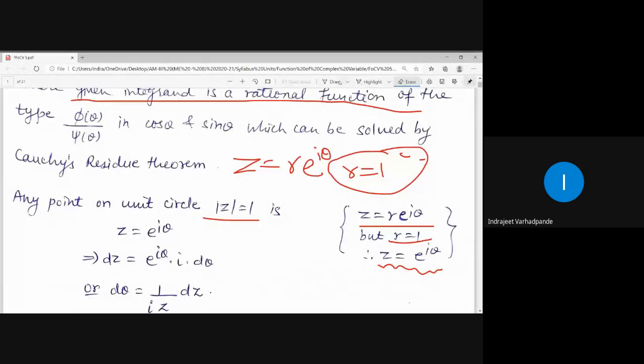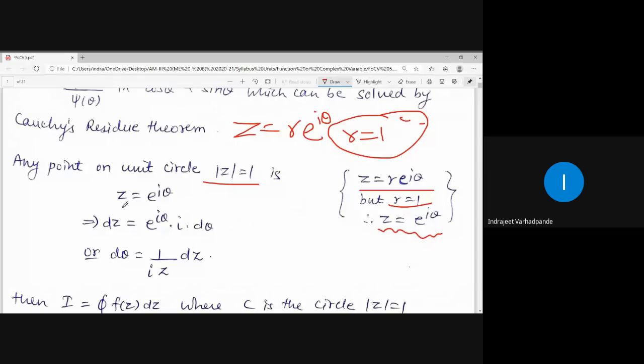मुझे f of z को भी कन्वर्ट करना है और dz को भी कन्वर्ट करना है, तो dz मैं लूंगा यानी डेरिवेटिव ऑफ z. So derivative of this z will be dz. Derivative of e to the power I theta is e to the power I theta into derivative of I theta. I constant, theta का derivative with respect to theta is 1 and d theta will be written. So what is d theta? D theta is 1 upon iz dz.